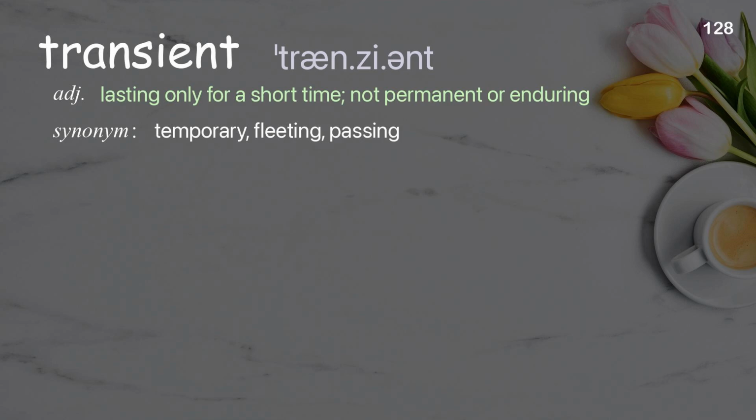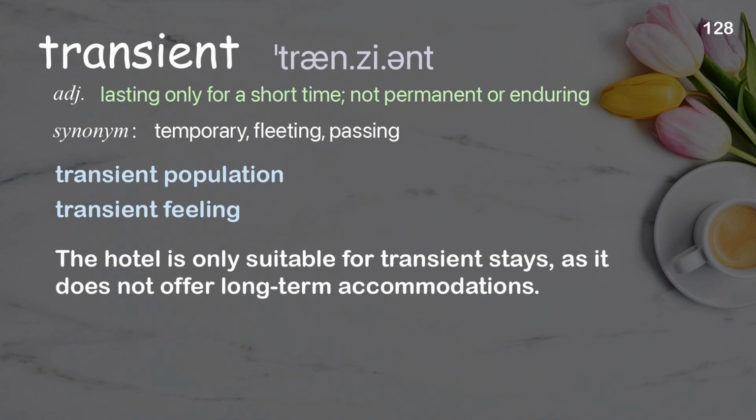Transient. Lasting only for a short time, not permanent or enduring. Examples: Transient population. Transient feeling. The hotel is only suitable for transient stays, as it does not offer long-term accommodations.